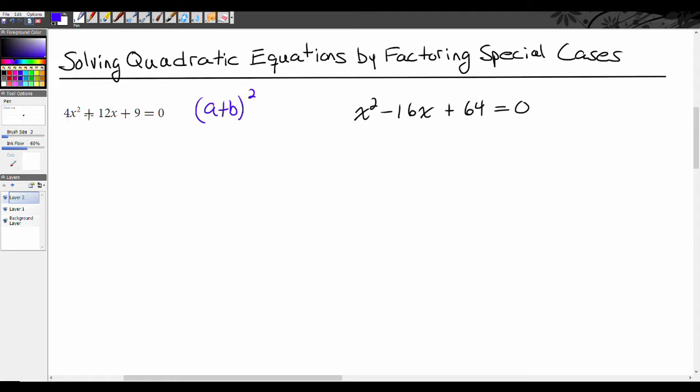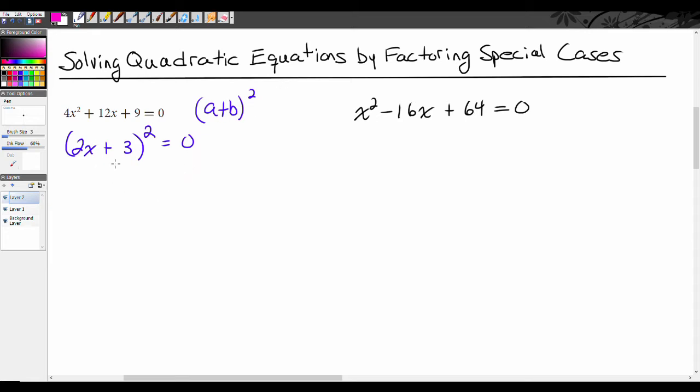So what's the square root of 4x squared? That's going to be 2x. And what's the square root of 9? That's going to be 3. And since everything is positive, it's going to be 2x plus 3 squared equals 0. Let's go ahead and work that out just to make sure we got that right.